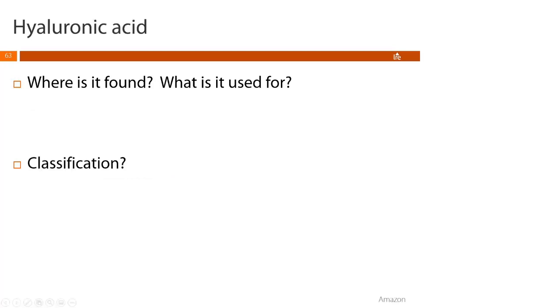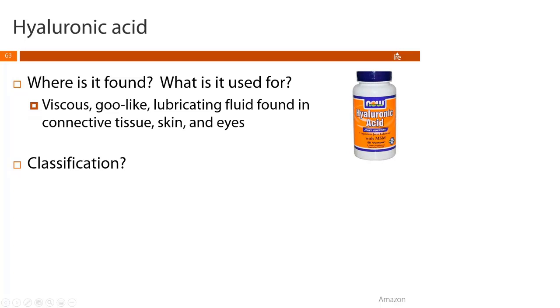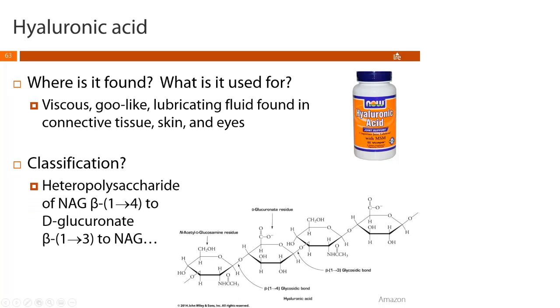Okay, so we're going to finish today off with a pair of heteropolysaccharides. Our first one is hyaluronic acid. This is a viscous, goo-like lubricating fluid that's found in connective tissue, especially our skin and our eyes. This is a heteropolysaccharide formed from N-acetyl D-glucosamine residues, beta-1,4 linked to D-glucuronate residues, beta-1,3 linked back to an N-acetyl D-glucosamine residue. And then we're just going to repeat that AB, AB, AB, AB sequence over and over again. So it's just going to form a long chain.